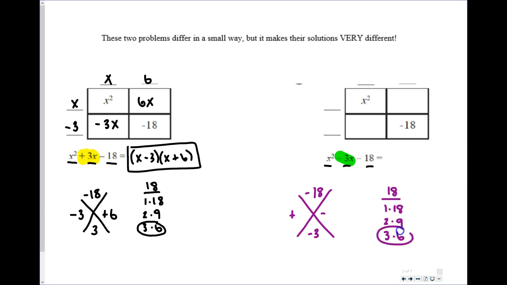I'm still going to hone in on this guy because I know I can get a 3 out of it, but this time I need the 6 to be negative and the 3 to be positive, because negative 6 plus 3 would give me that negative right here, which is what I need. So now I'm going to go back into my Punnett square, I'm going to put them each in here, and then work my way out to get my binomials. So this becomes x minus 6, x plus 3.